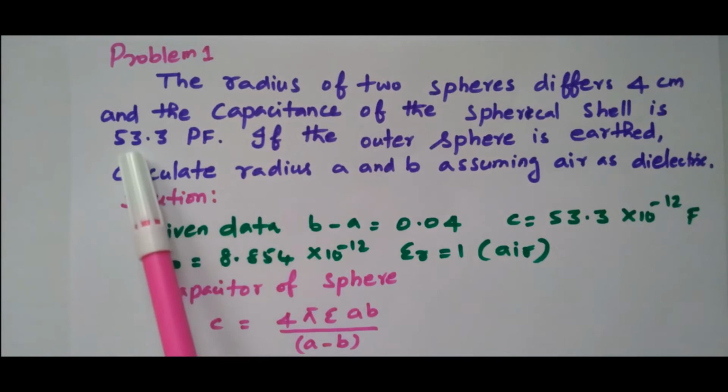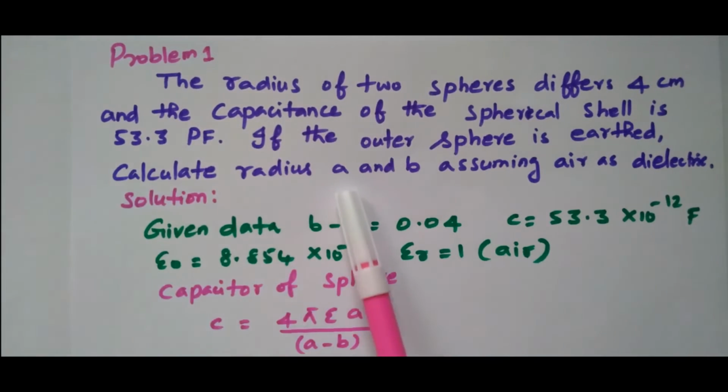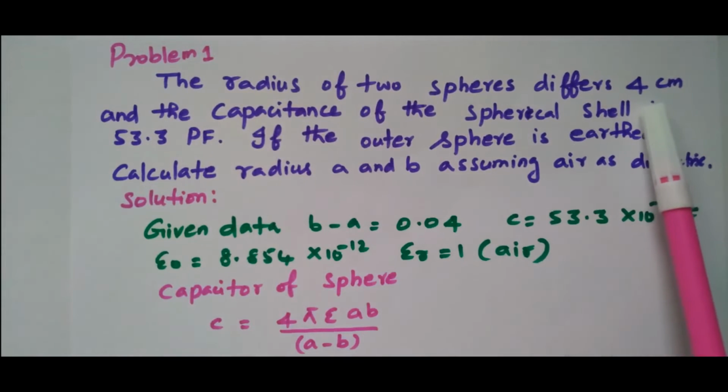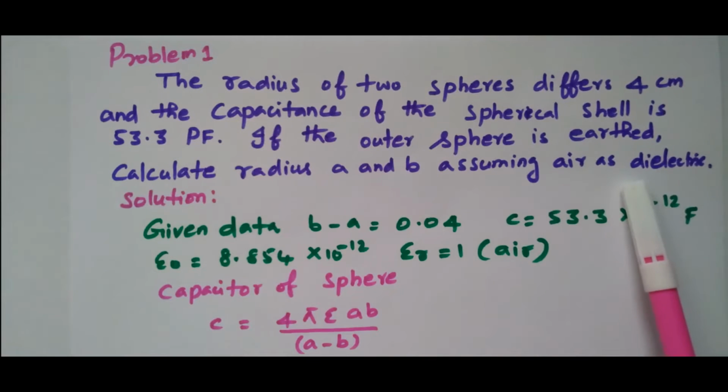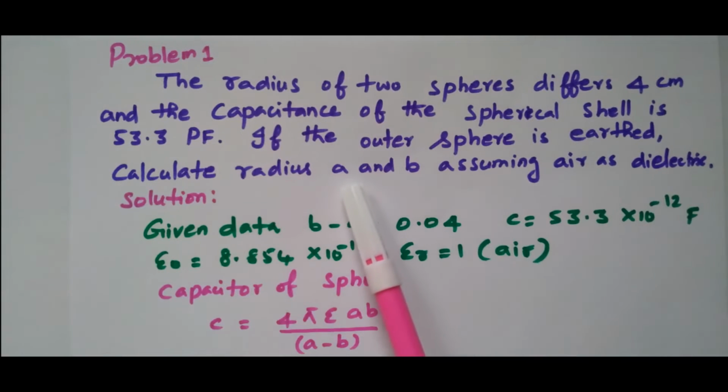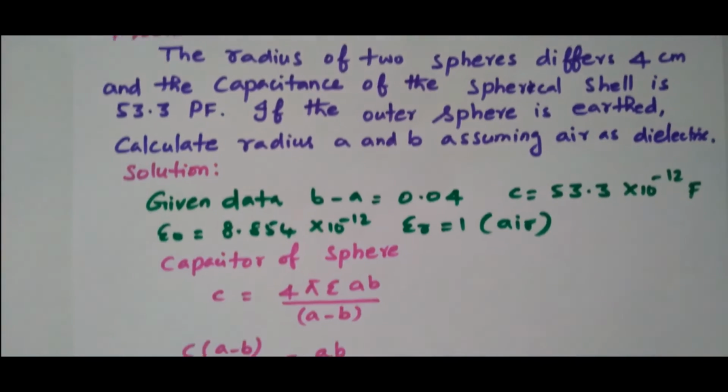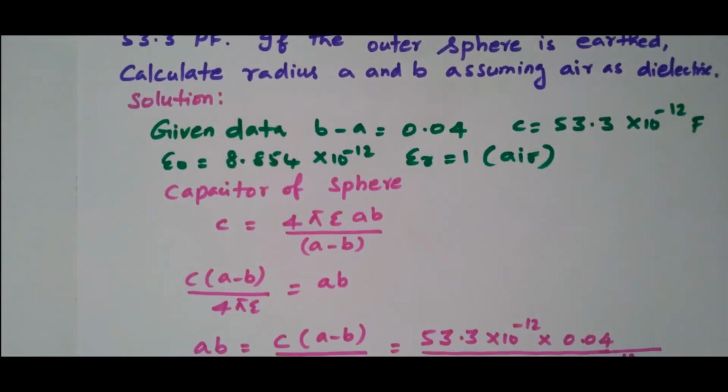So the capacitance value is given. The A and B values are not given, but the difference between A and B is given as 4 centimeter. We need to assume an air dielectric. So with this given data, we need to find the inner radius and outer radius, A and B. So first we will see the given data.